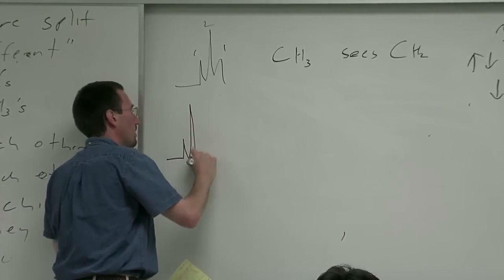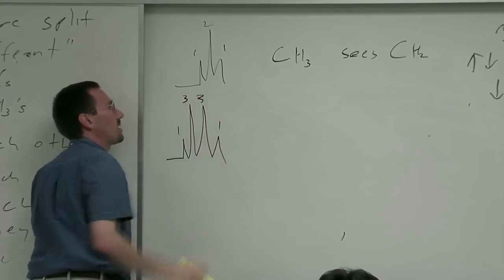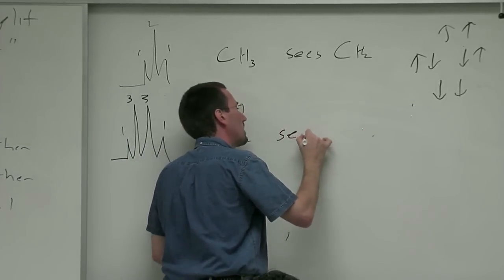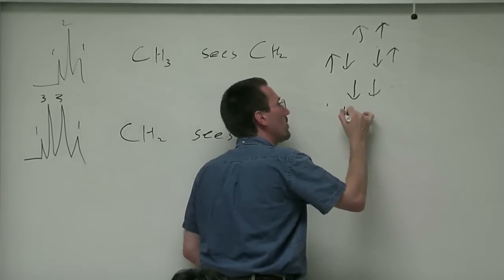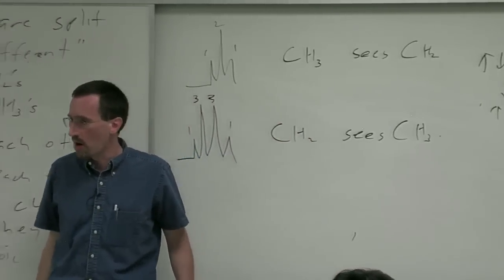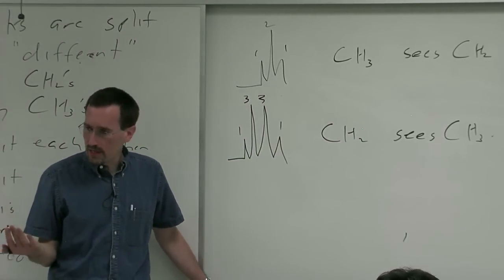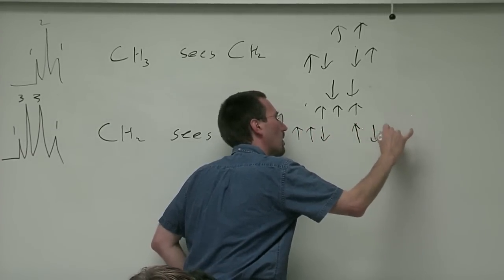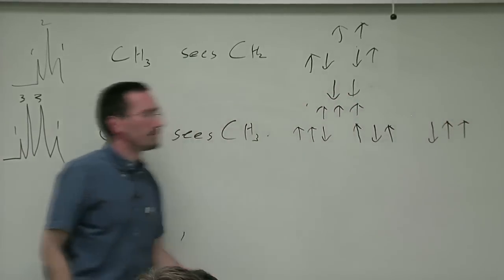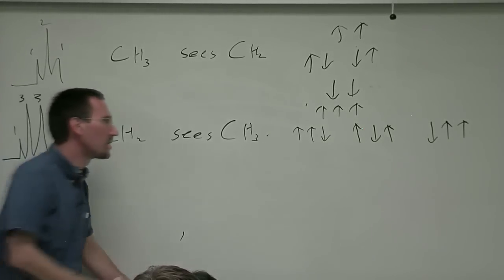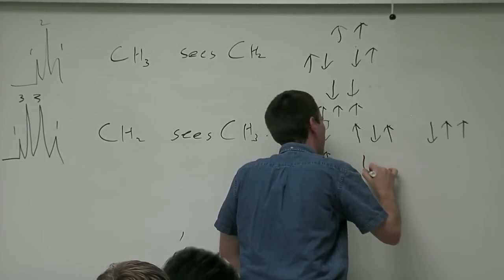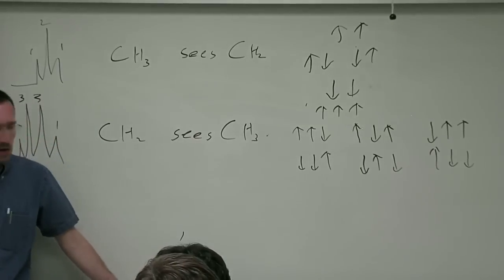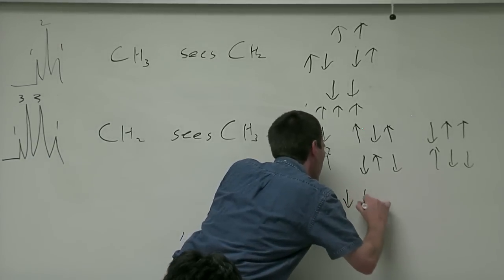For our quartet, we have a 1-to-3-to-3-to-1 ratio. The quartet, of course, comes from the CH2. The CH2 sees the CH3. All of the protons can be spin up, and some of the molecules there are. Or two can be spin up, and one can be spin down, and there are three different ways that that can occur. Or two can be spin down and one can be spin up, and again, there are three ways that can occur. Or they all can be spin down.